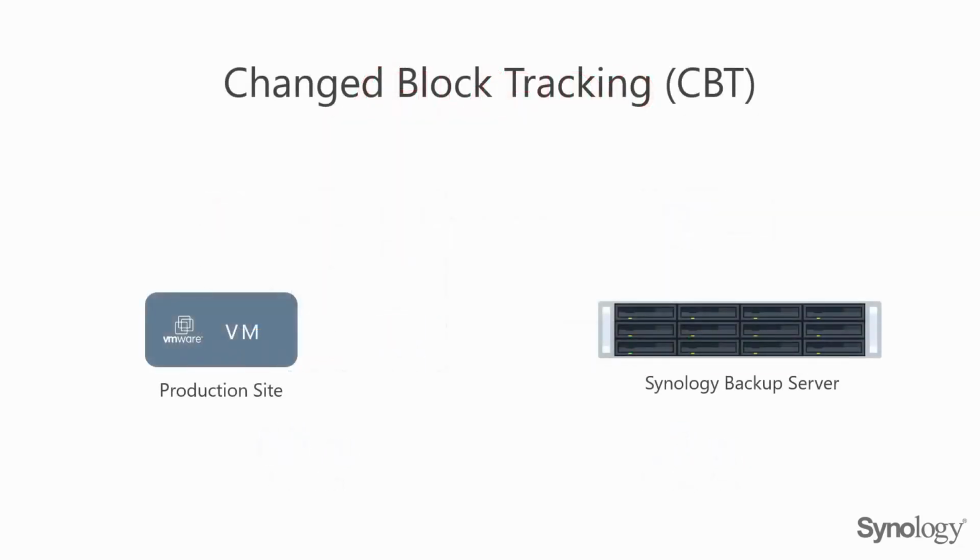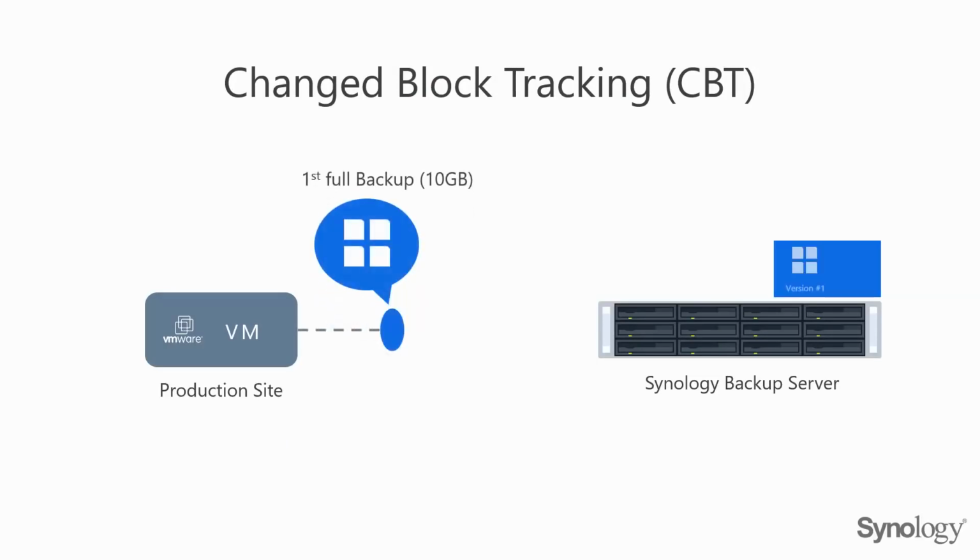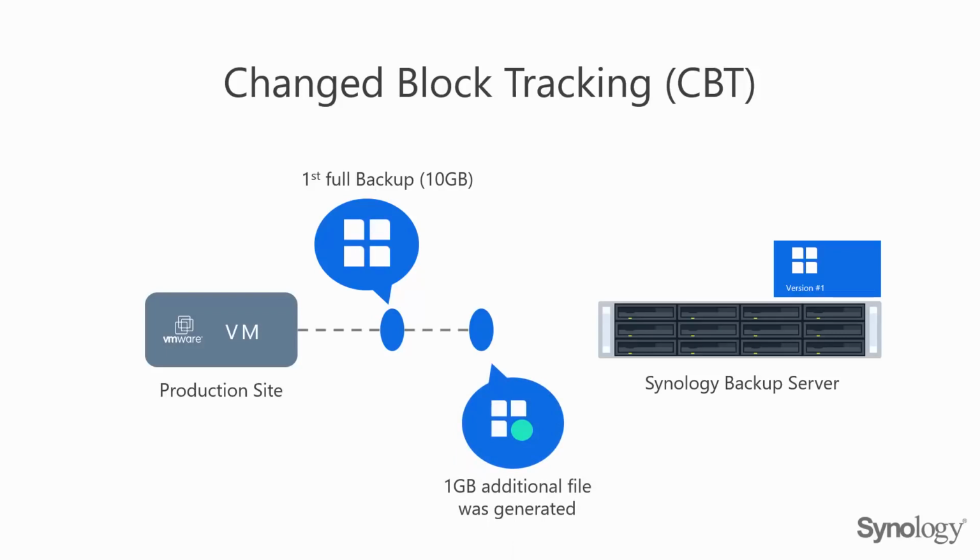Next is changed block tracking. The first time we image data from your production site, whether that's a virtual machine, workstation, or server, the entire image needs to be captured. So the first time is a full backup. Let's say it's 10 gigabytes in this example. Now we have version 1 stored on the NAS server, the entire 10 gigs. Once new data has been added, let's pretend 1 gigabyte of additional data has been generated.